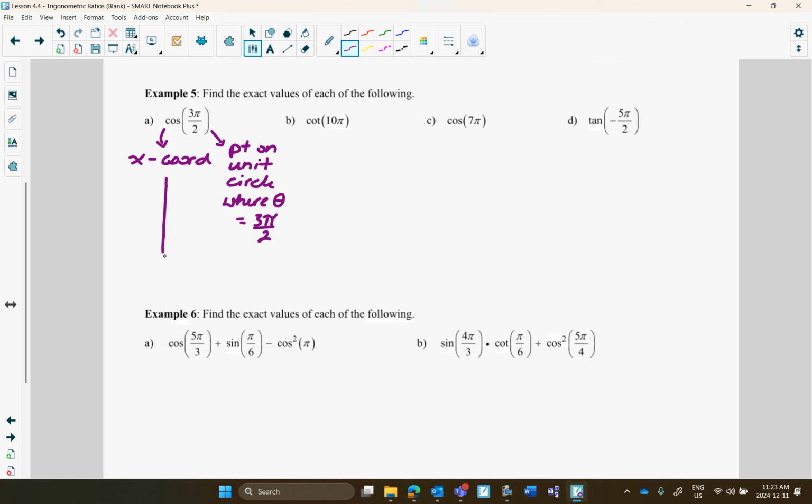So if we draw a little sketch, where's 3 pi over 2? Where do I go? So I go down here, right? 3 pi over 2 is here. And that's the point 0, -1. And I'm looking for the x-coordinate. So my answer is going to be 0.